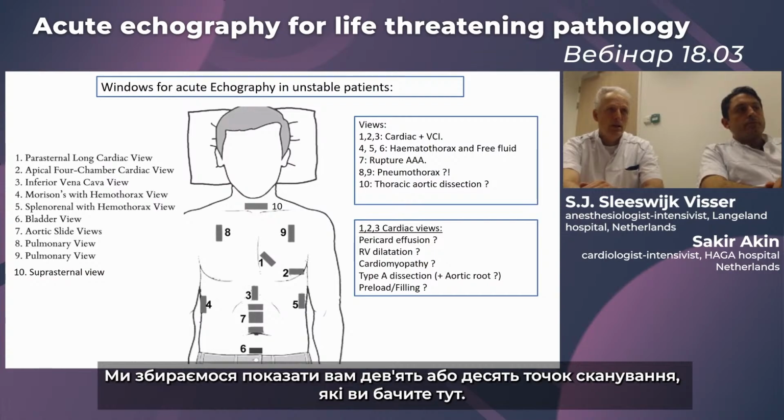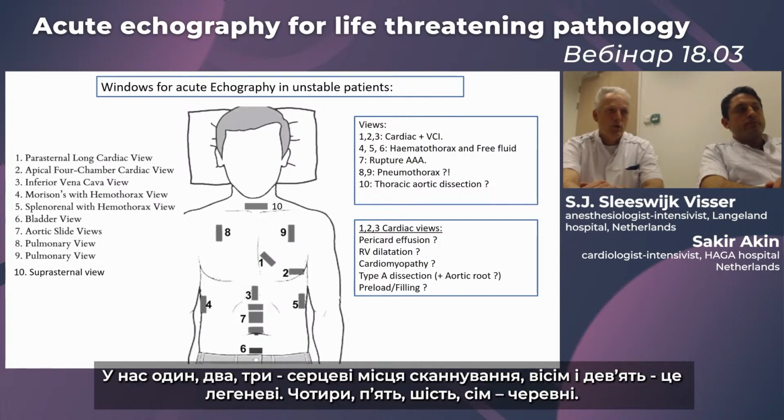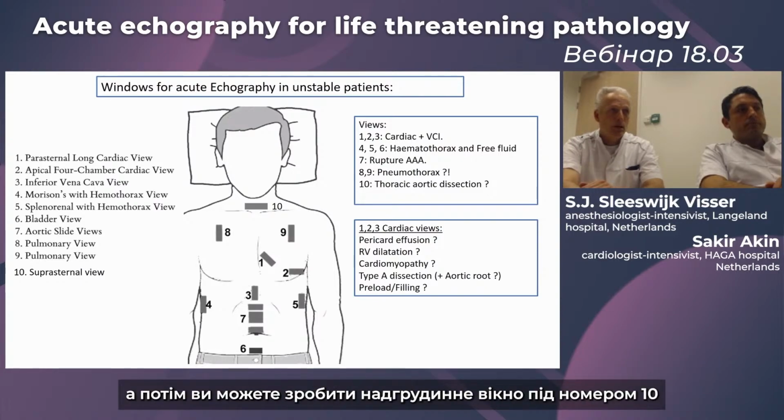You see them here. We have 1, 2, 3 as cardiac windows. We have 8 and 9, that's pulmonary windows. 4, 5, 6, 7 are abdominal windows. And then you can choose to do the suprasternal window in number 10.